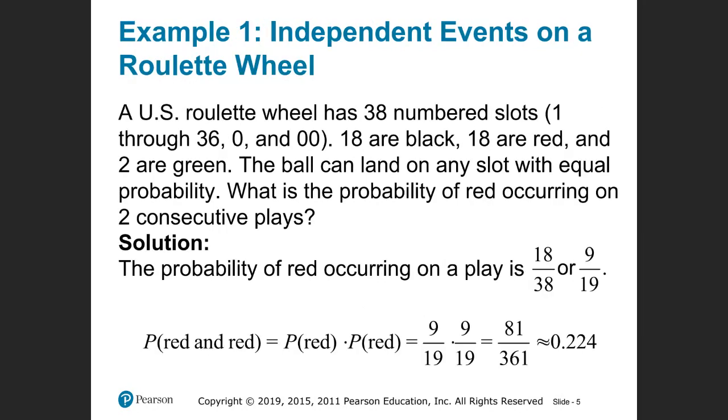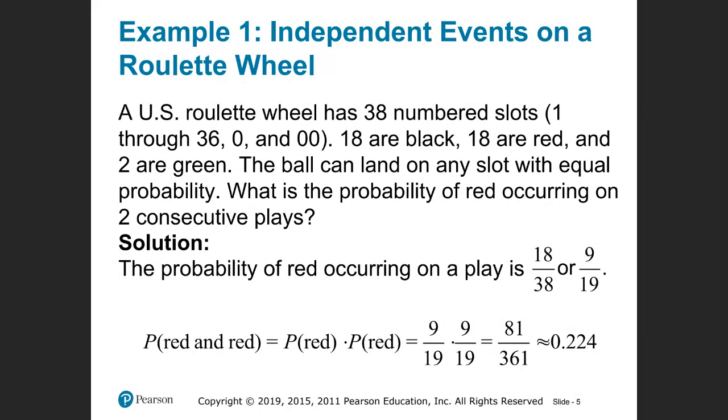A U.S. roulette wheel has 38 numbered slots, 1 through 36, 0 and 00. 18 are black, 18 are red, and 2 are green. The ball can land on any slot with equal probability. What is the probability of red occurring on 2 consecutive plays?